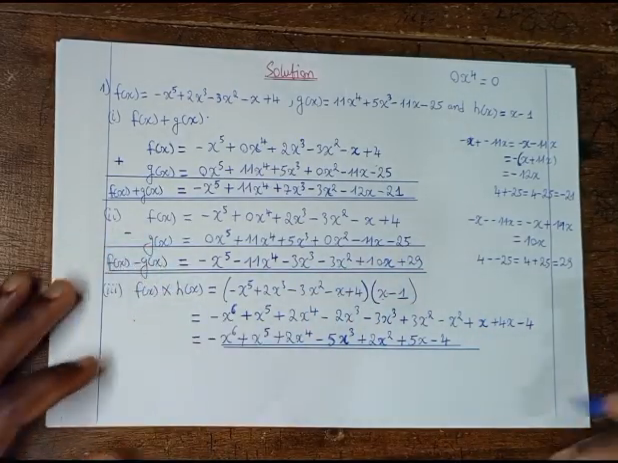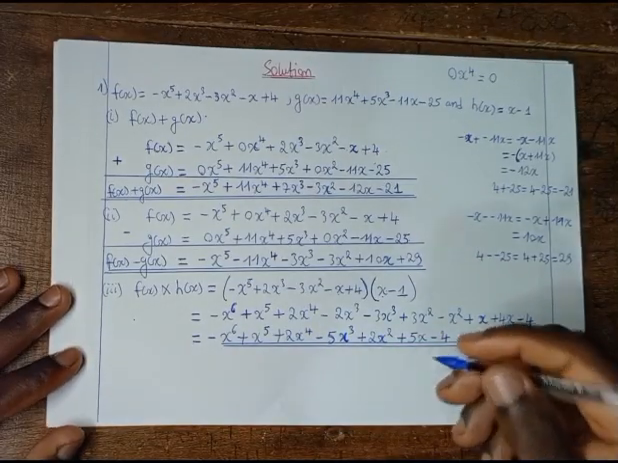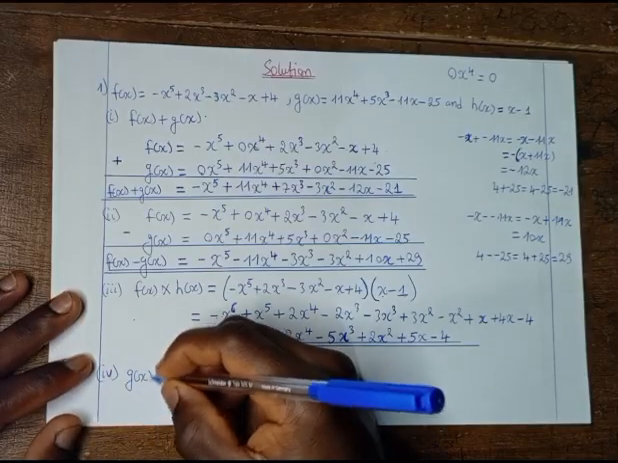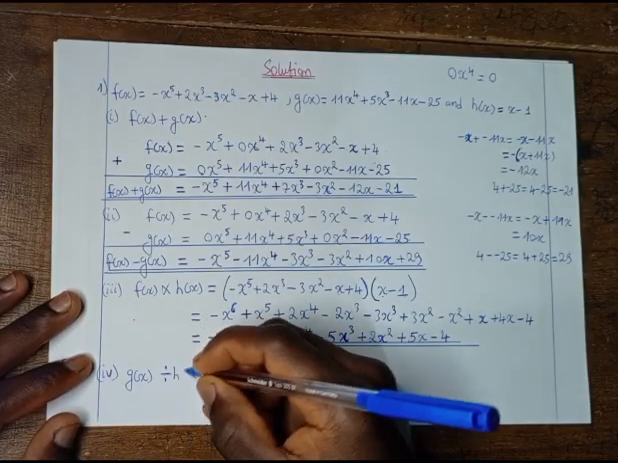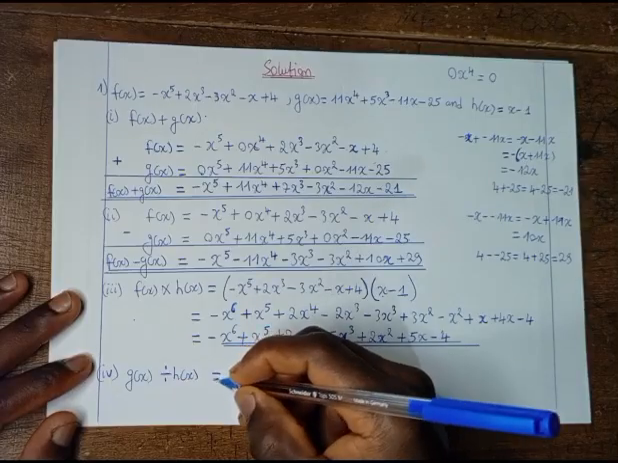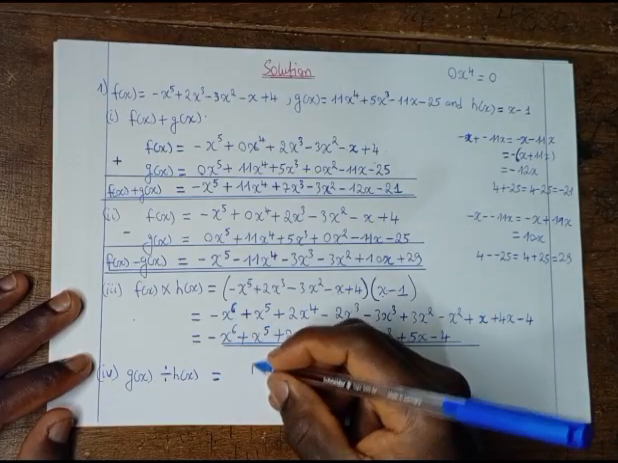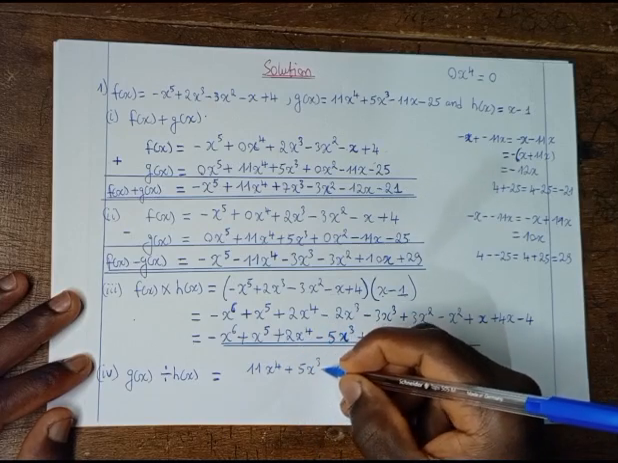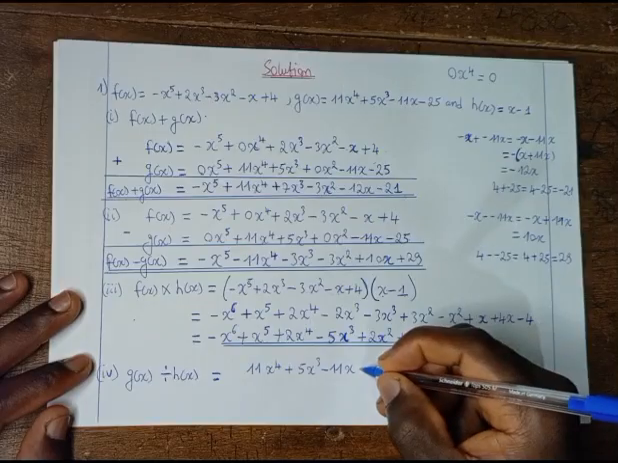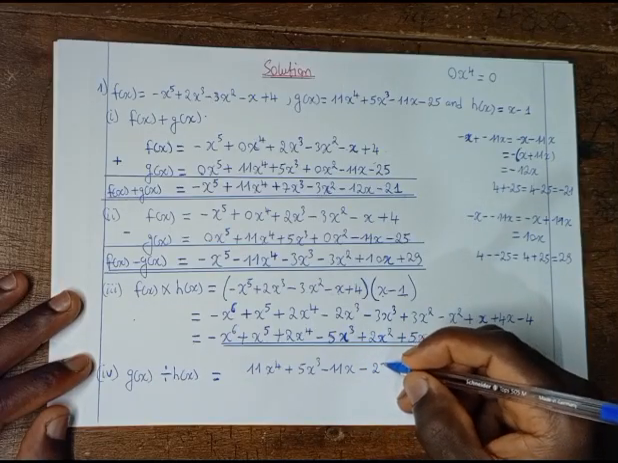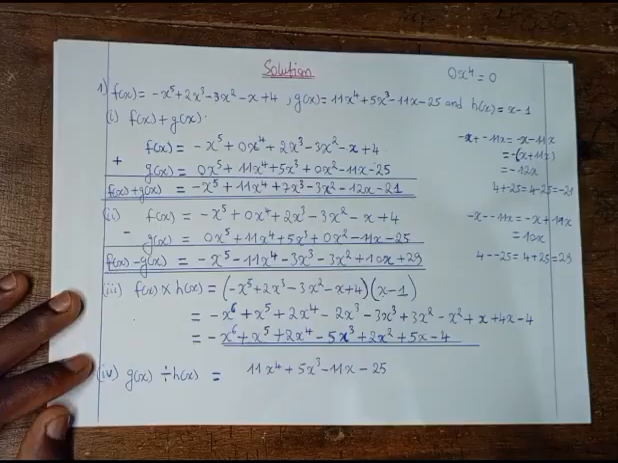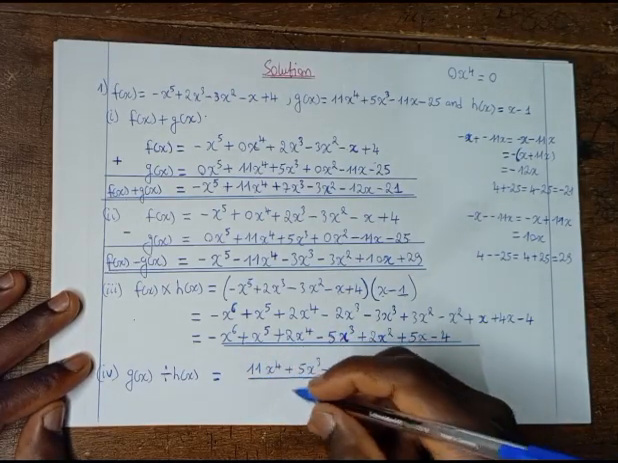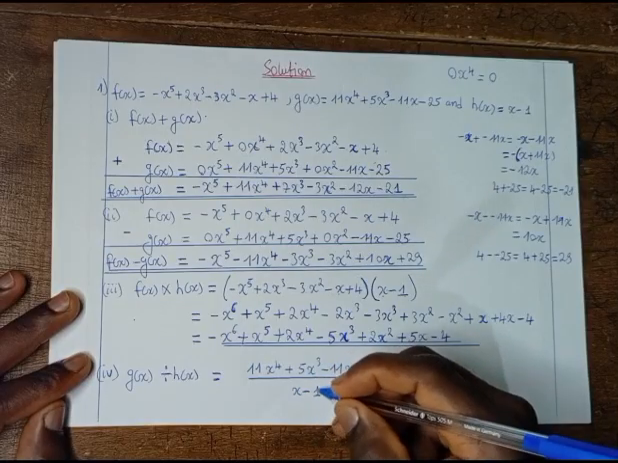Next, the next one we have is g of x divided by h of x. This would be the same as g of x, the polynomial 11x to the power 4 plus 5x cubed minus 11x minus 25. We have to divide this polynomial by h of x, which is x minus 1.